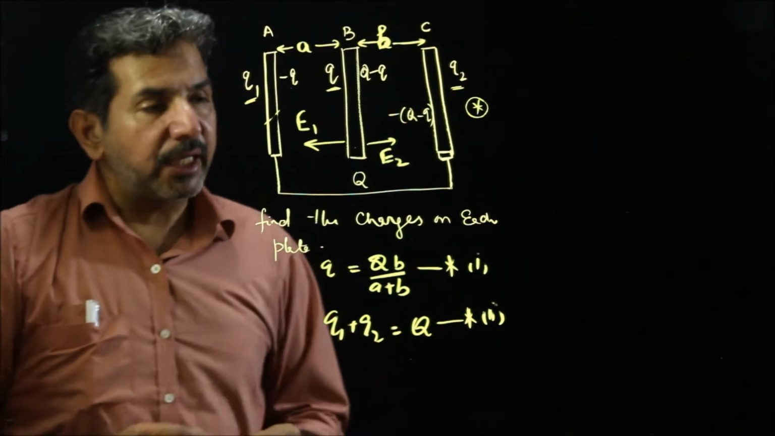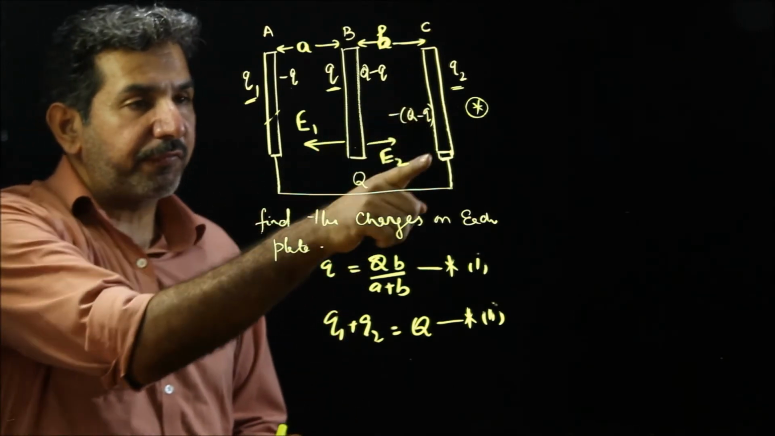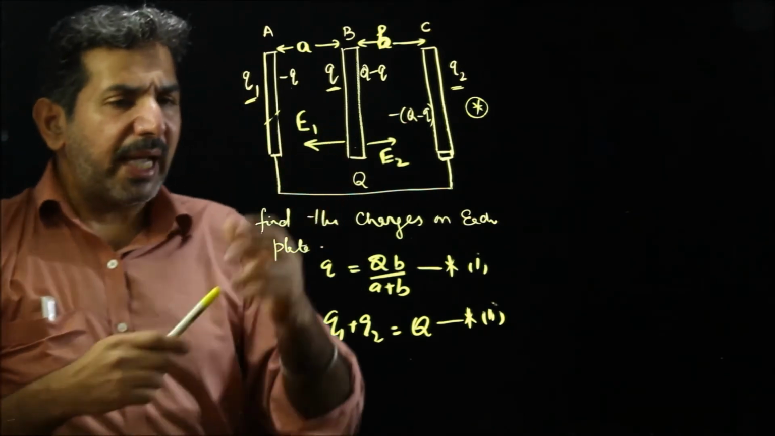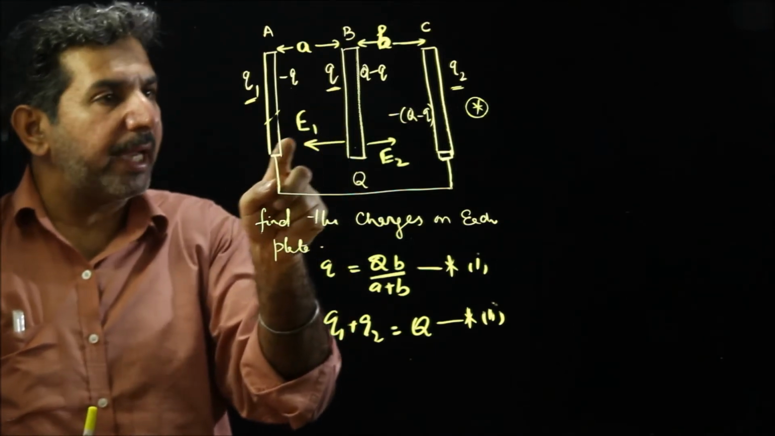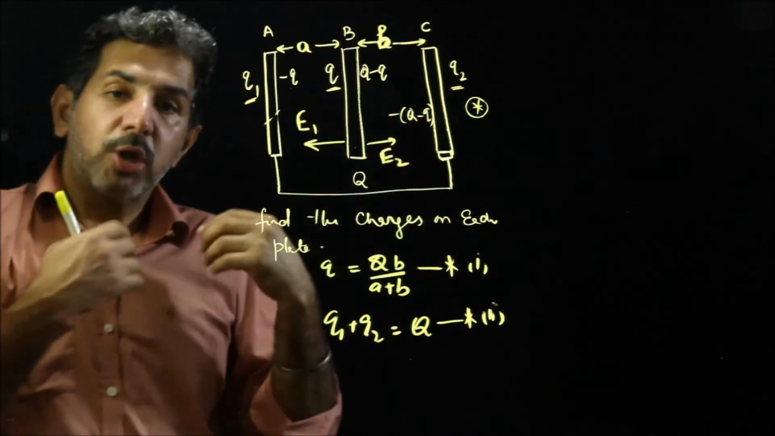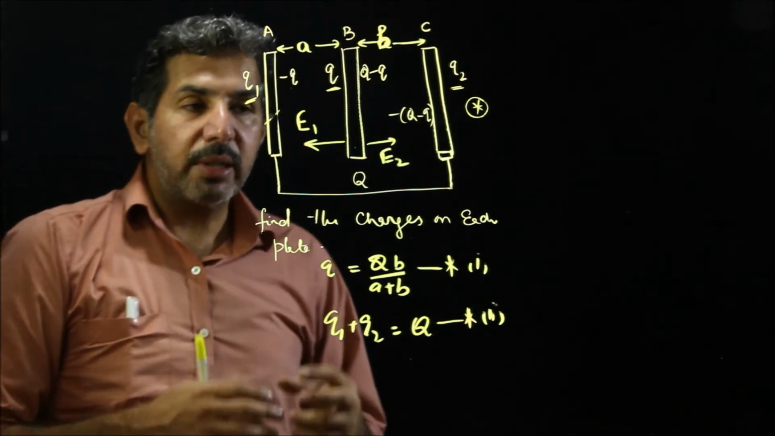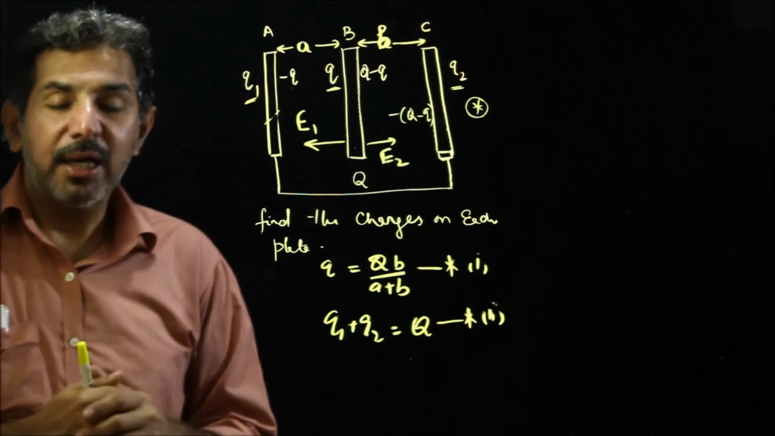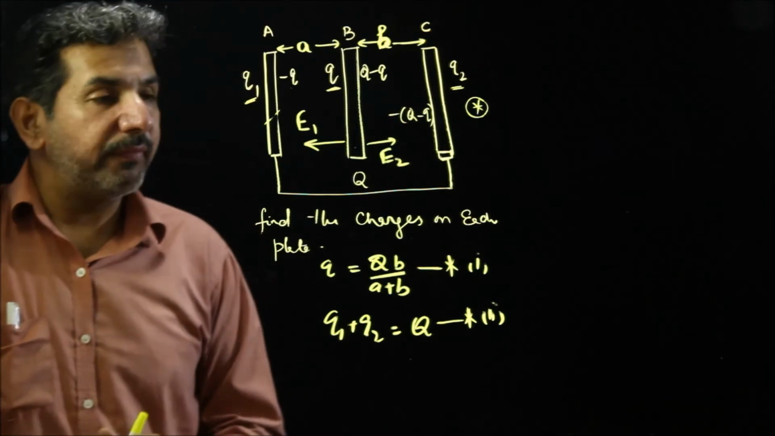In order to find that equation, I am going to use the concept that the electric field inside a conducting plate is 0. Between any conducting plate, the electric field is 0, may it be plate A or plate B or plate C. Choice is yours. So using this concept, you can find the third equation, which is going to be very helpful. Let's work it out. How can we do it?